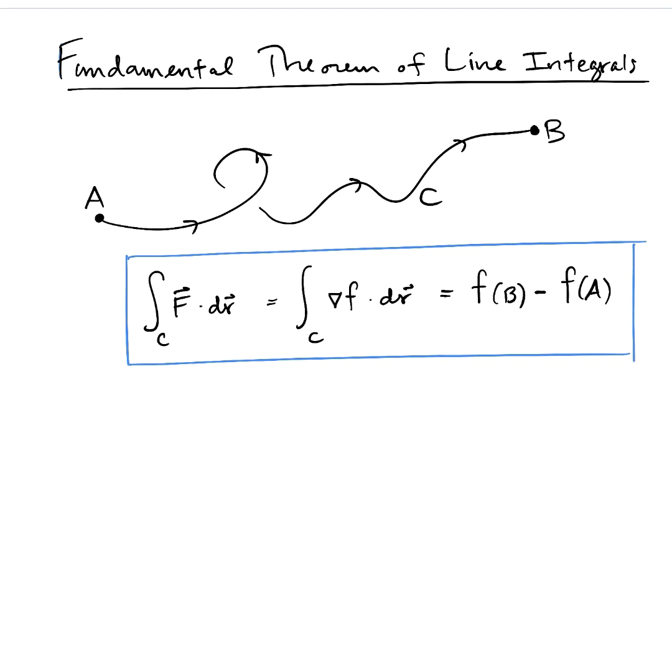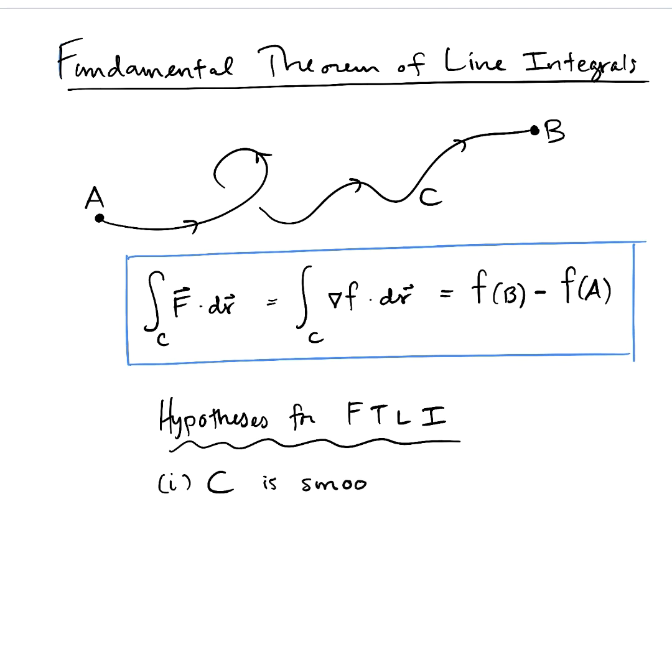All right, let's talk hypotheses here. There are some technicalities. So we're going to end the video with the hypotheses. Hypotheses for fundamental theorem of line integrals. Okay, we're talking about a smooth curve. All right, the curve has to be smooth. Okay. Second hypothesis. You guys remember smooth means the derivative's never zero. Okay, second hypothesis.